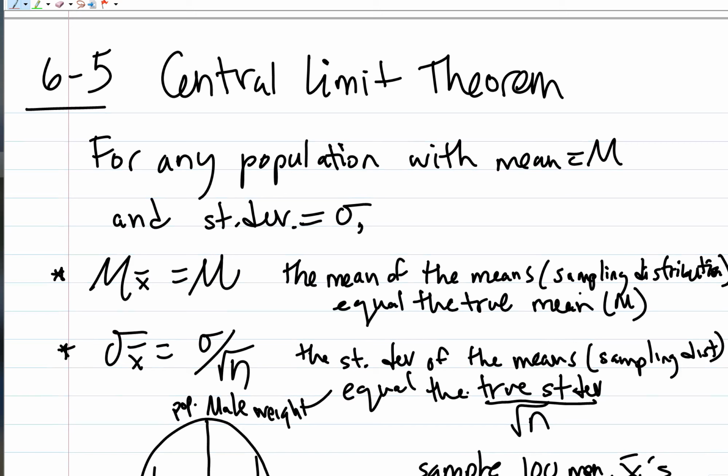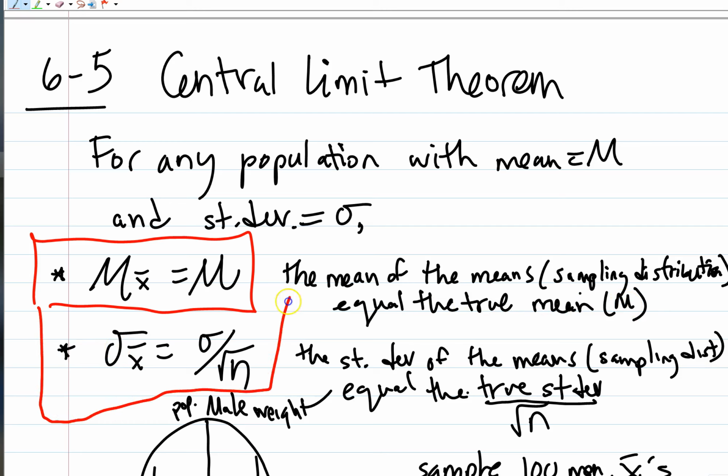I want you to copy this down now. We're going to have a different set of notes for this, but for any population with a mean mu and a standard deviation sigma, the mean of the means equals the true mean. We've seen that. That's what we're seeing in this section. The mean of the sampling distribution equals the true population mean. Second, the standard deviation of the means does not equal the true standard deviation. It's sigma divided by the square root of n. It's the population standard deviation divided by the square root of n.